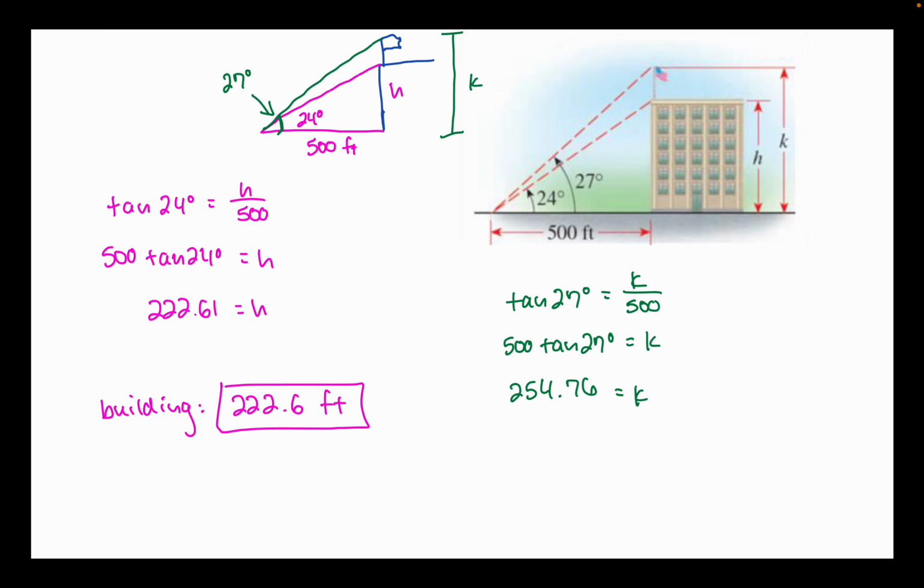To get the height of the flagpole, we need to subtract 222.6 from this K value. And when we do that, we get about 32.15 feet. Okay.